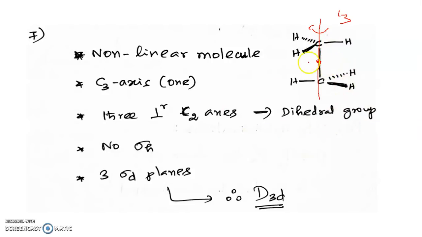Is there any horizontal plane? If you keep a plane here, at the middle, and do reflection, what will happen? See, this side we have only one hydrogen, but here we have 2 hydrogen. So definitely we will never get an equivalent configuration. So horizontal plane is absent. When horizontal plane is absent, then check for dihedral plane. Yes, the molecule has dihedral plane. Between the adjacent C2 we can keep a plane, and that plane is a dihedral plane, and this molecule has 3 dihedral planes. So this molecule belongs to the D3d point group.